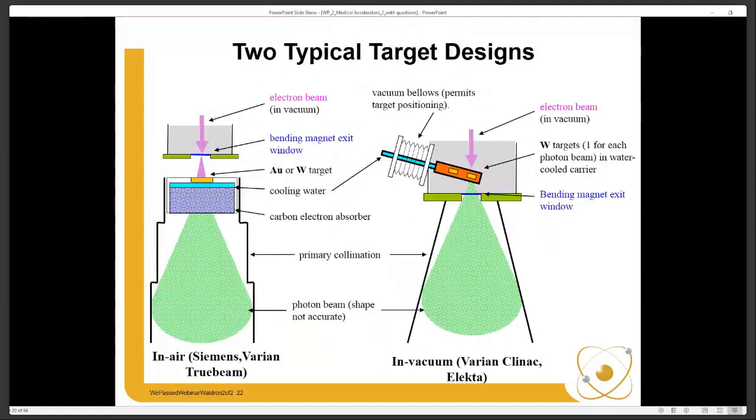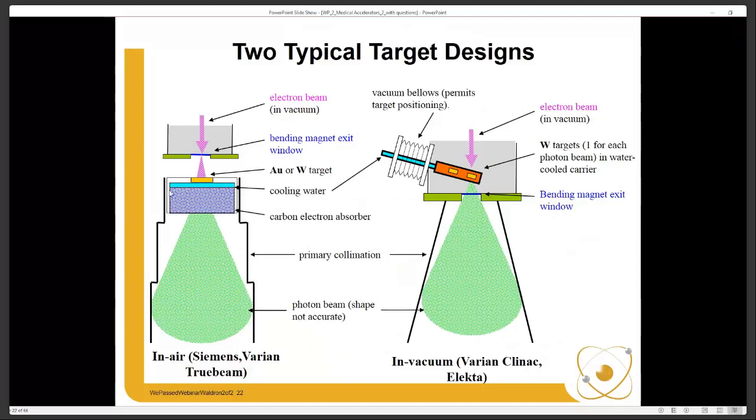Here's a couple of target designs. I'm sort of showing it as in vacuum on the right and in air on the left. So if we've got a Varian TrueBeam, or if we've got a Siemens machine, say a Primus or even a Mevatron, the electron beam is here in the bending magnet, or really in the accelerating structure part of the accelerator. It is going to pass through a thin window from vacuum into air. It will begin to spread very dramatically once it hits the air.